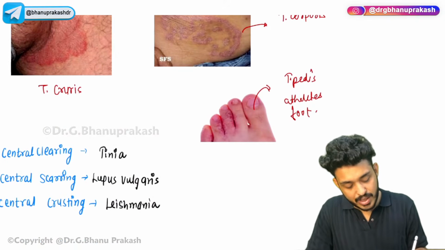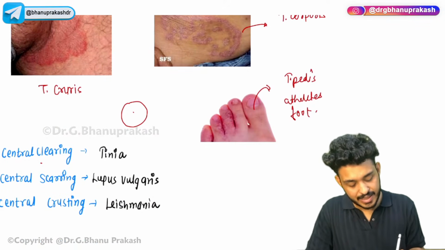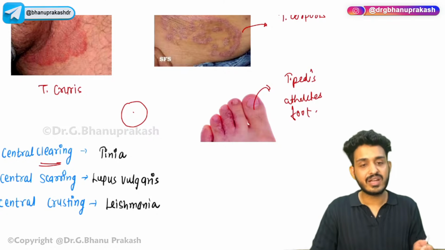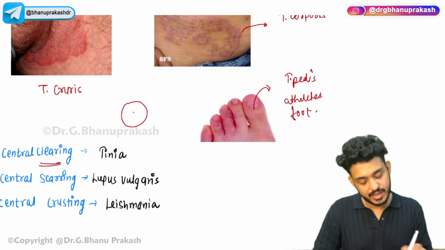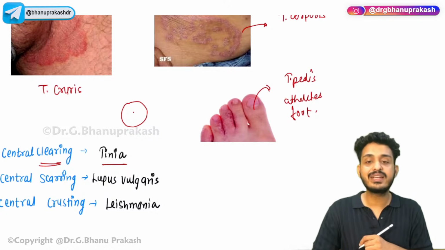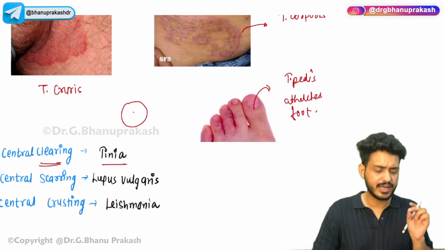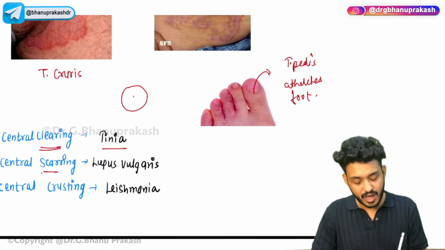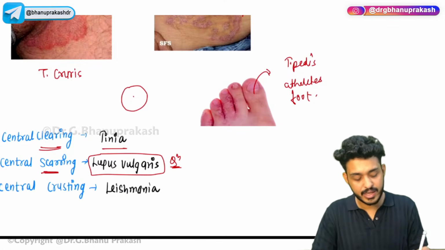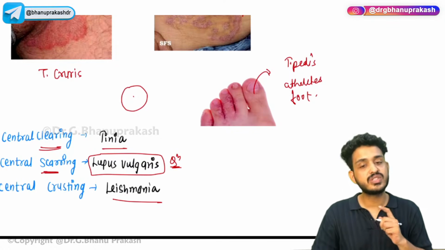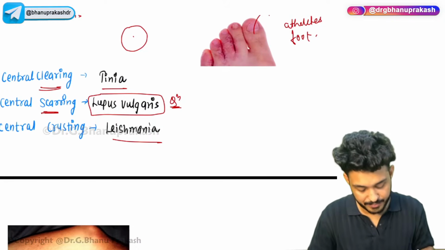In tinea, you will always be finding central clearing, guys. For example, you must have seen the ringworm. Ringworm is basically a type of tinea infection, right? So you will be having central clearing in the tinea, in the ringworm. Okay. Second, central scarring is a feature of lupus vulgaris, which is a cutaneous TB. Okay. And central crusting is a feature of leishmania. Okay, leishmania, important.